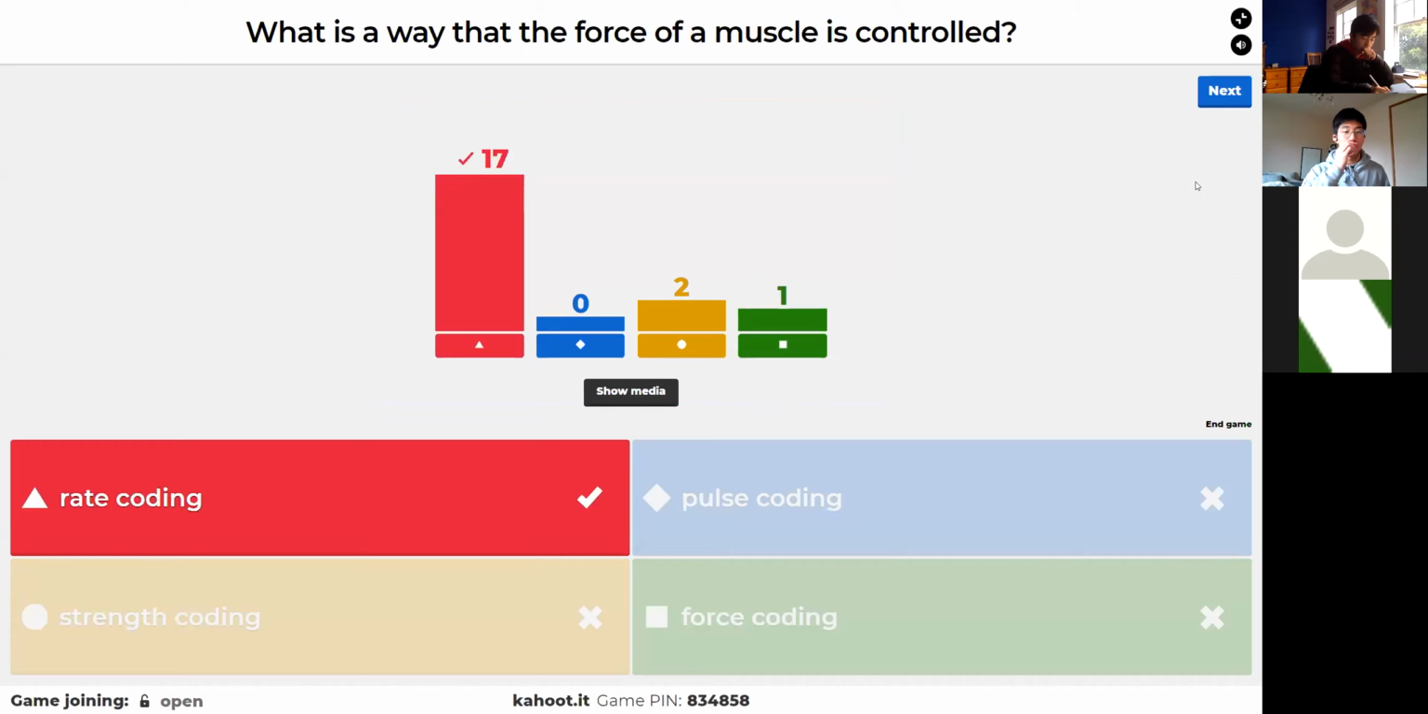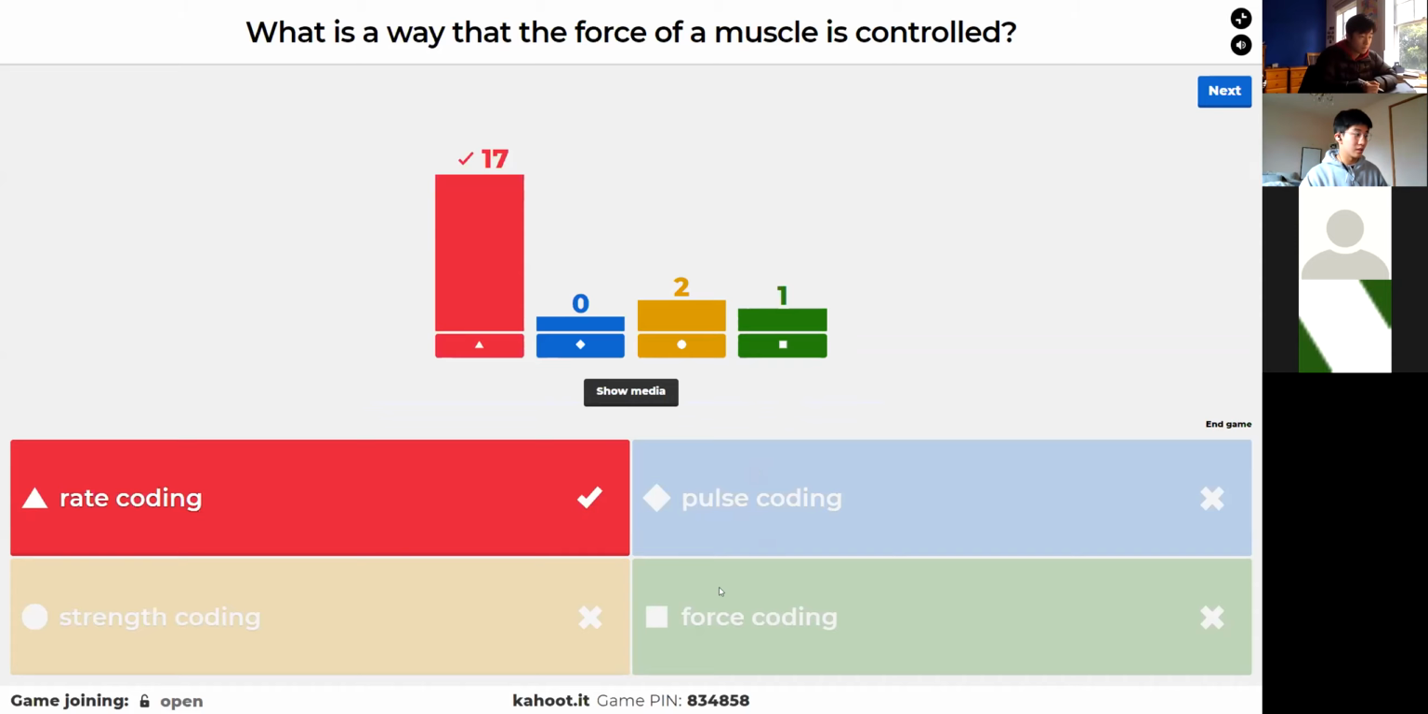Yep, so rate coding is a way we increase the force because every action potential is all or none. So it's either going to be 100% of its strength or none of it. There's no in between. You can't get a strong action potential versus a weak action potential. So therefore, the only way to convey information about how strongly we want to contract the muscle is through how frequently we send action potentials through that neuron. And that's called rate coding.